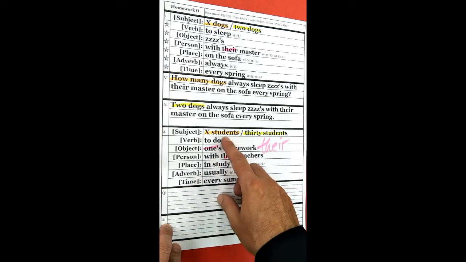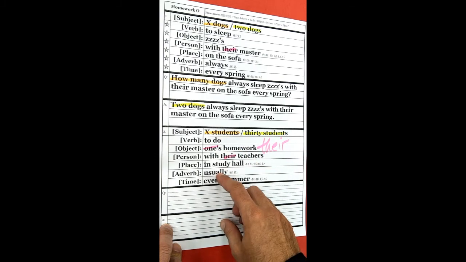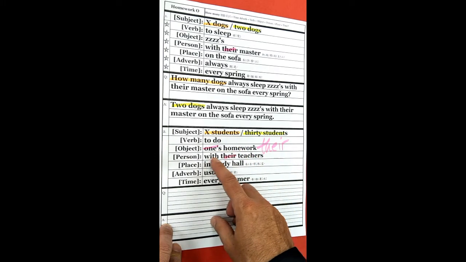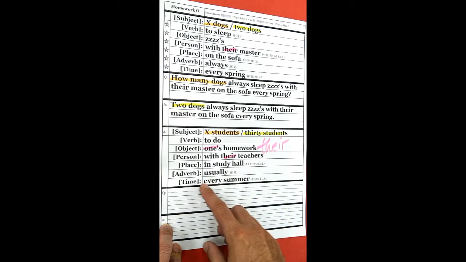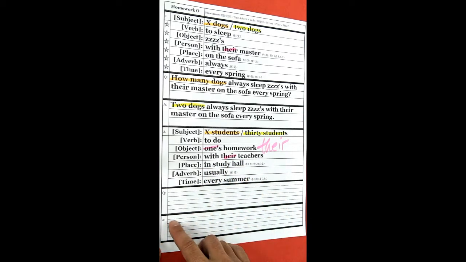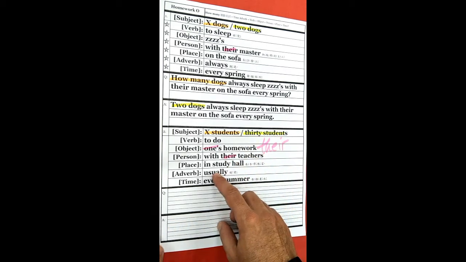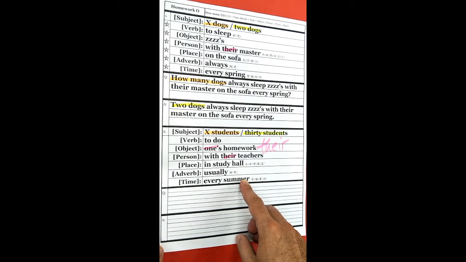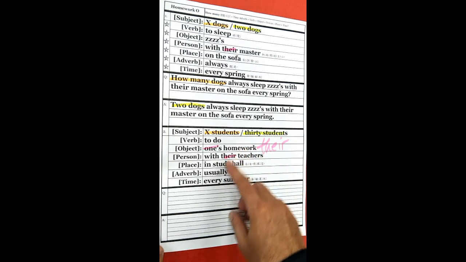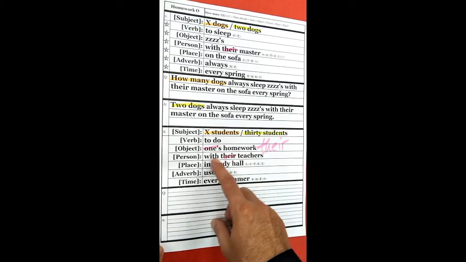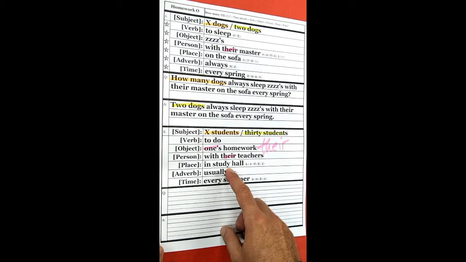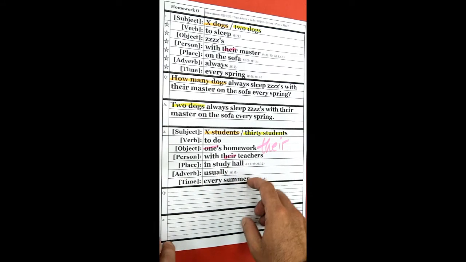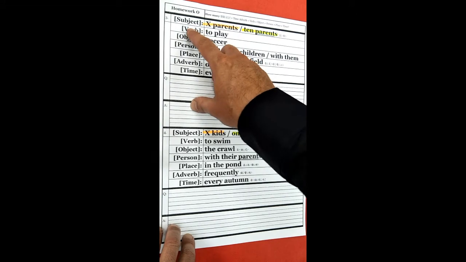Again, how many students usually do their homework with their teachers in study hall every summer? Answer: 30 students usually do their homework with their teachers in study hall every summer. Very easy. All right, number 3.